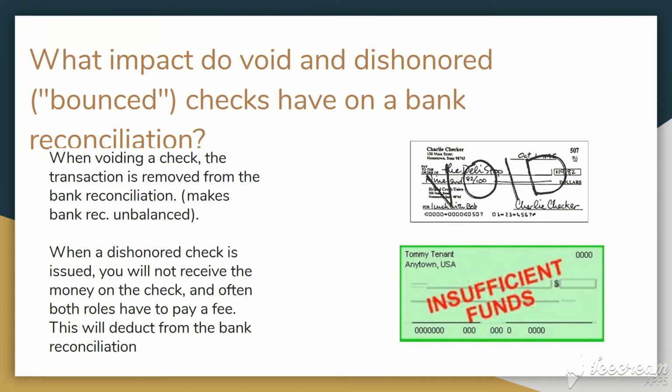What impact do void and dishonored or bounced checks have on a bank reconciliation? When voiding a check, the transaction is removed from the bank reconciliation. It makes the bank reconciliation unbalanced. When a dishonored check is issued, you will not receive the money on the check, and often both parties have to pay a fee. This will deduct from the bank reconciliation. And you can see the two generalized images here.